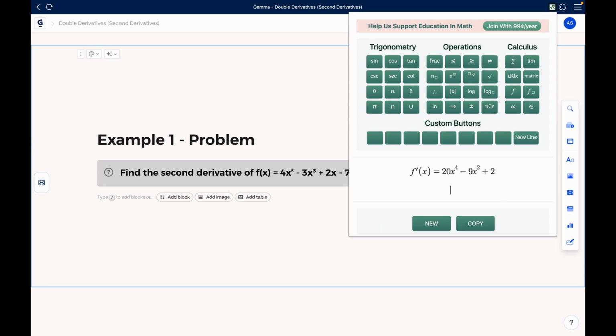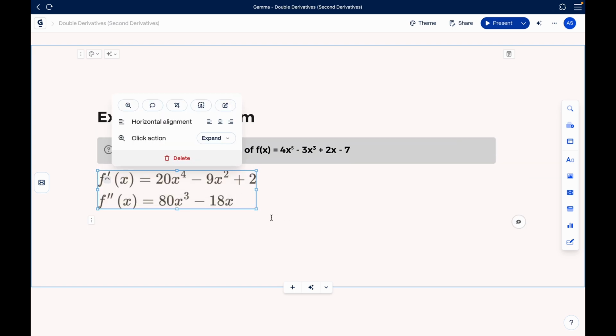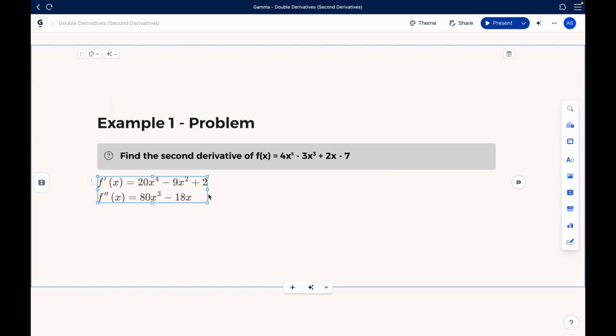Then we have to take the derivative of f dash of x to get f double dash of x. So f double dash of x is equal to, using the power rule, the derivative of x to the fourth is 4x cubed, so times 20 is 80x cubed, minus 18x, and then plus 2 will just get canceled out and become 0. So there you have it, the second derivative of 4x to the power of 5 minus 3x cubed plus 2x minus 7.